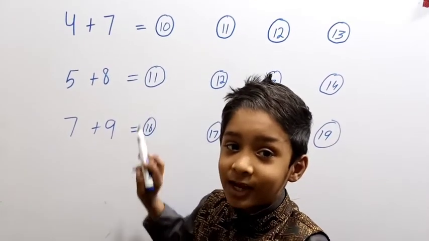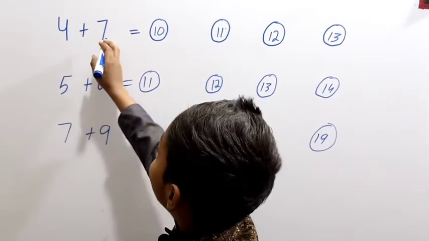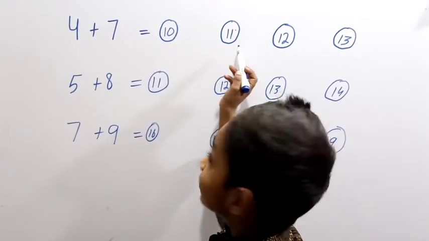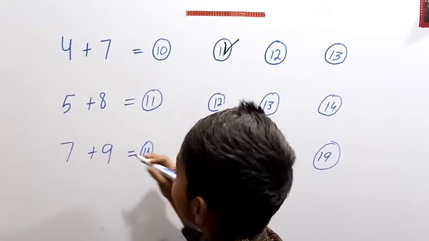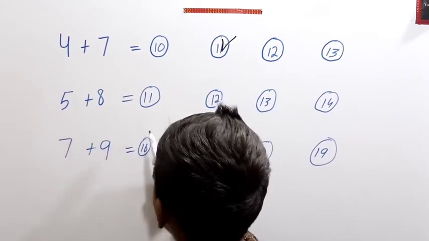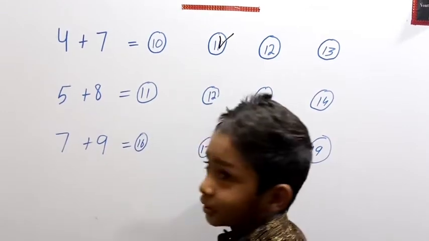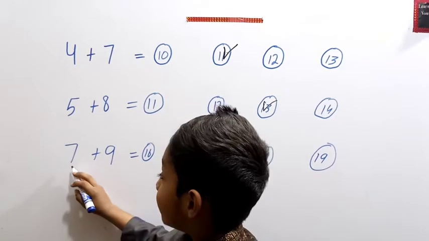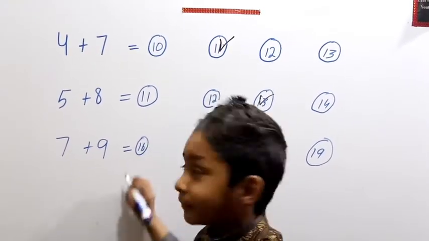First question is 4 and 7. The answer is 11. The second question is 5 and 8. The answer is 13. The third question is 7 and 9. The answer is 16.